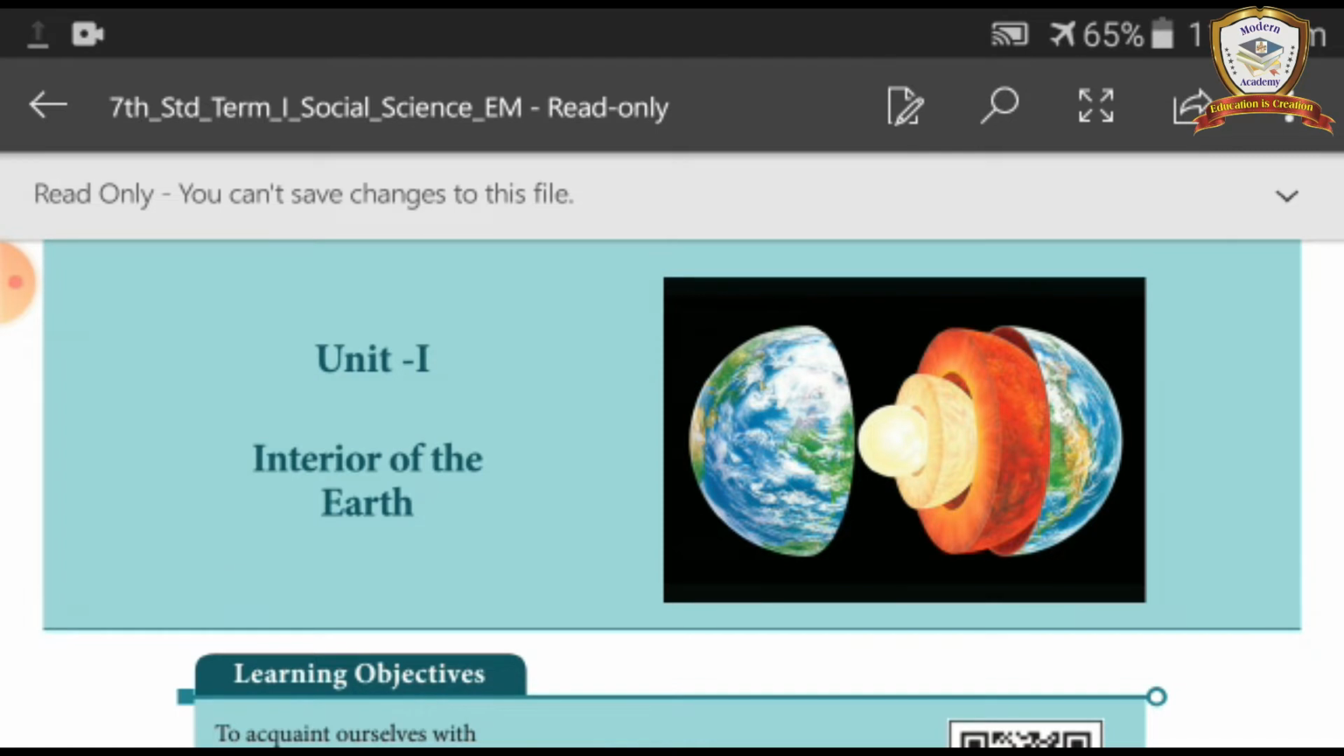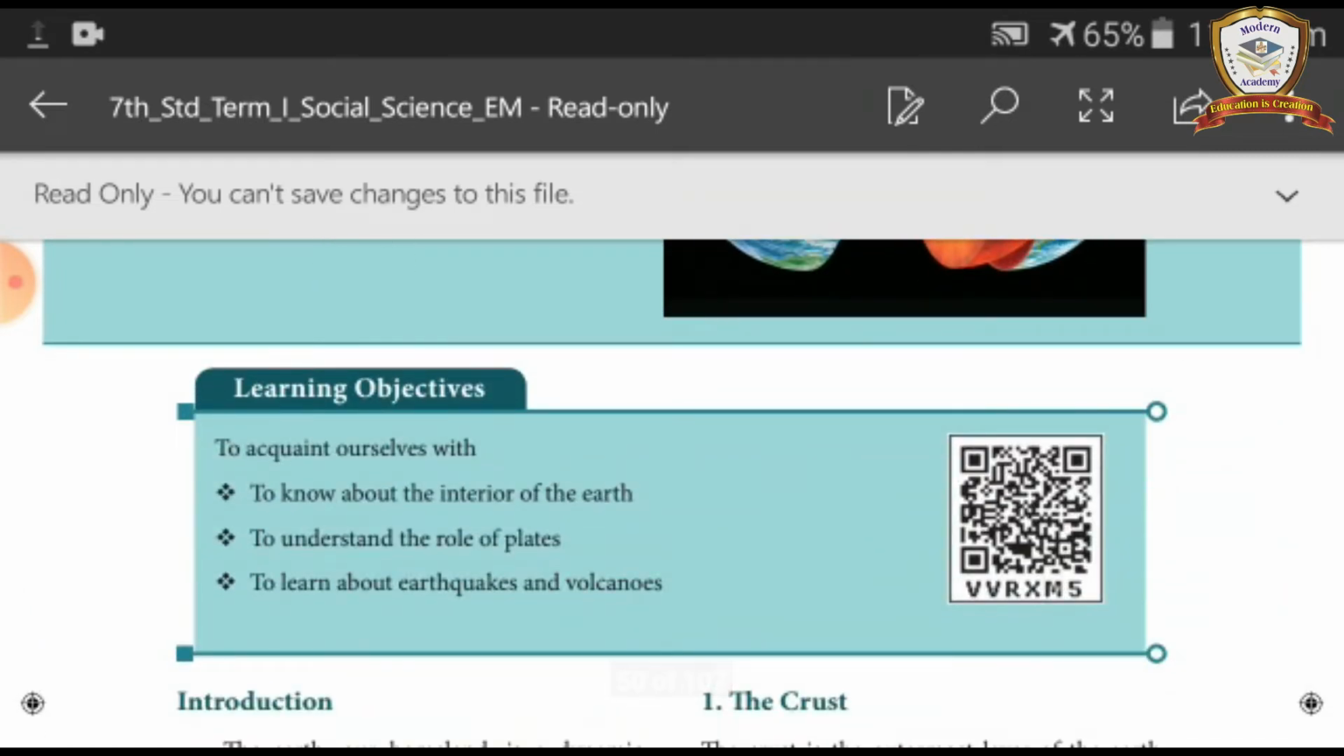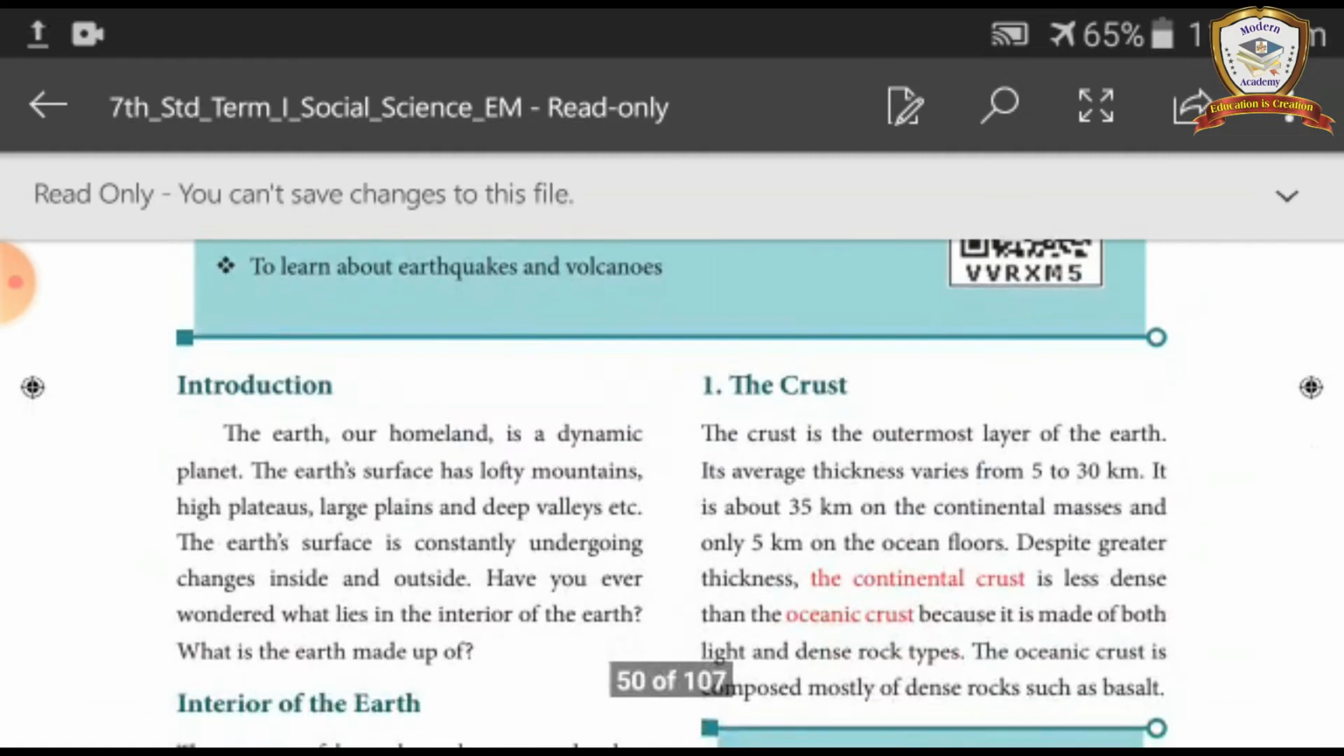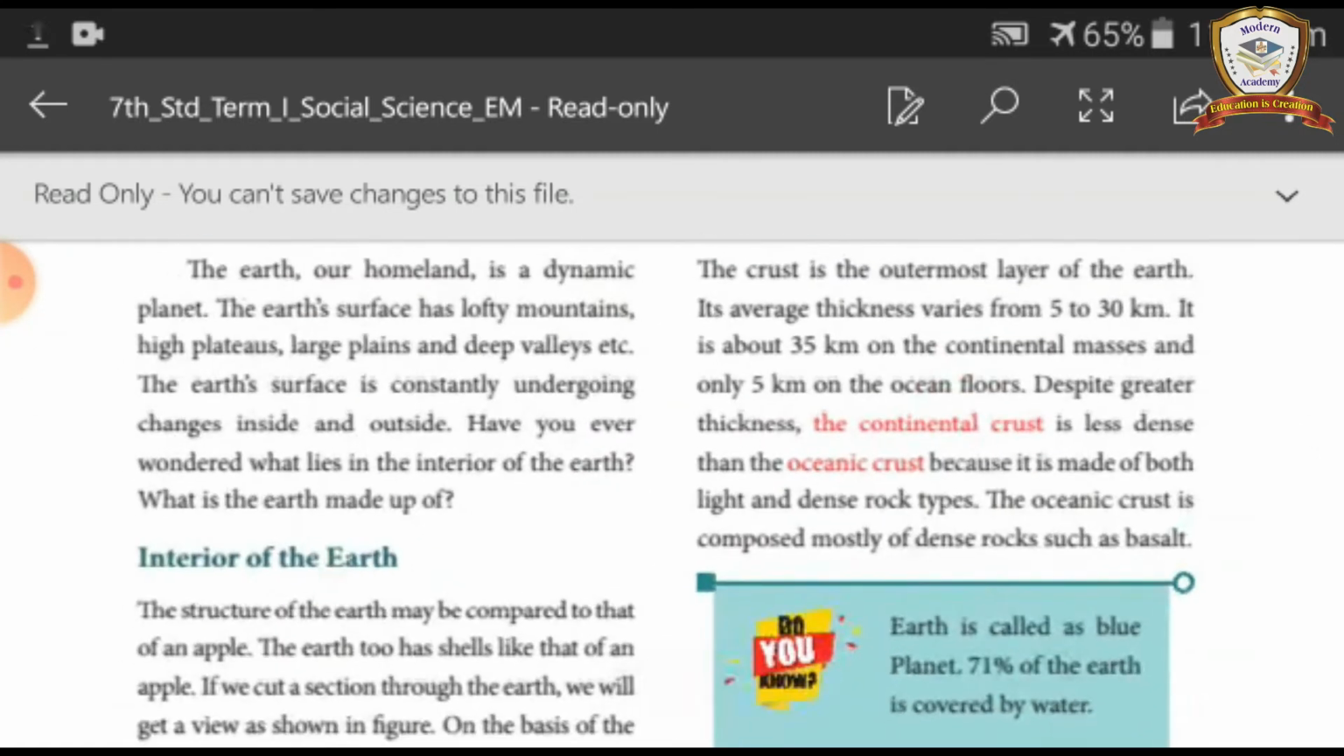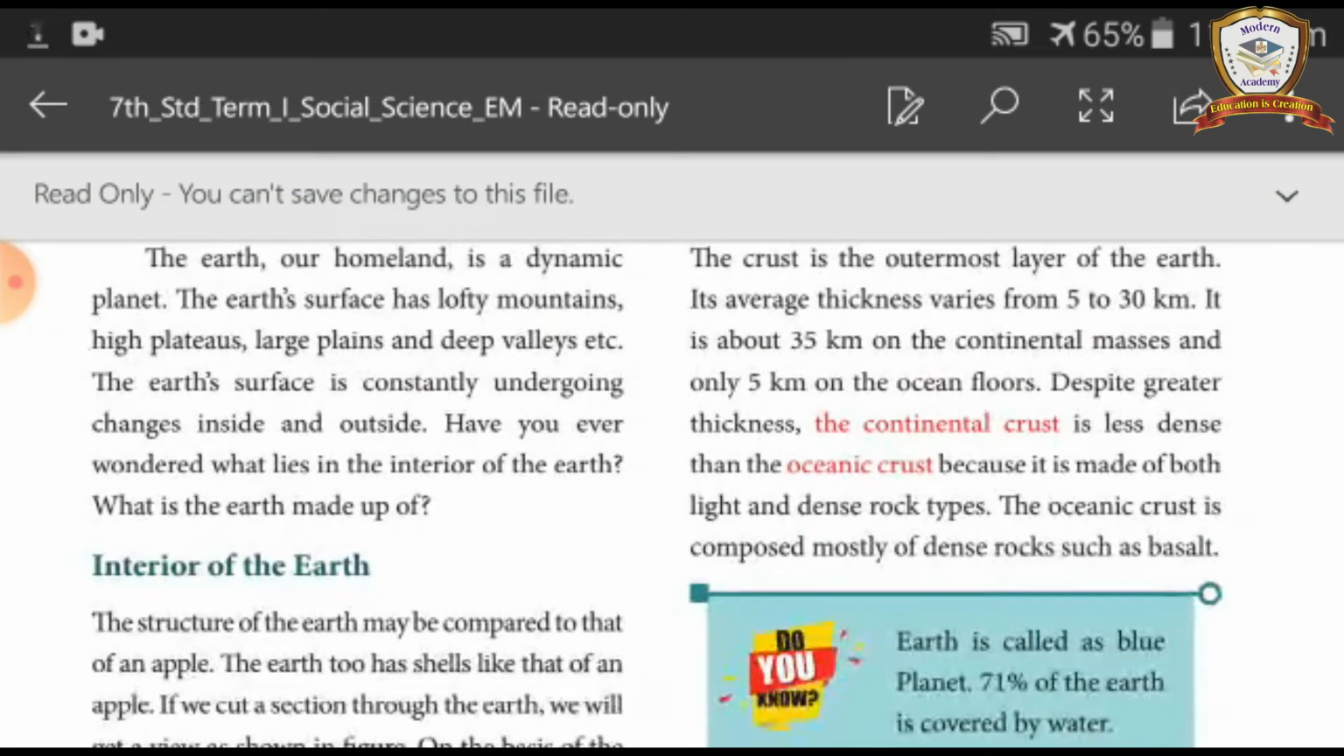Interior of the earth. Learning objectives: to acquaint ourselves with and know about the interior of the earth, to understand the role of plates, to learn about earthquakes and volcanoes. Introduction. The earth, our homeland, is a dynamic planet. The earth's surface has lofty mountains, high plateaus, large plains and deep valleys, etc. The earth's surface is constantly undergoing changes inside and outside.